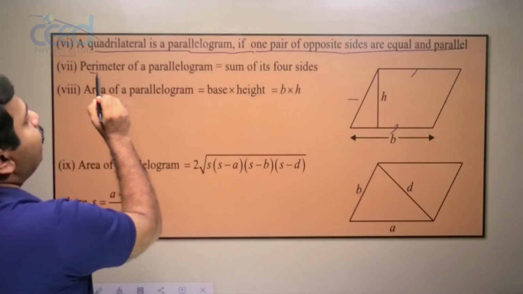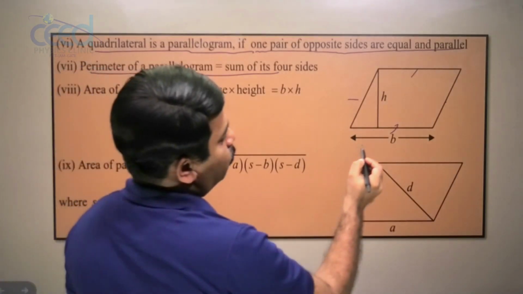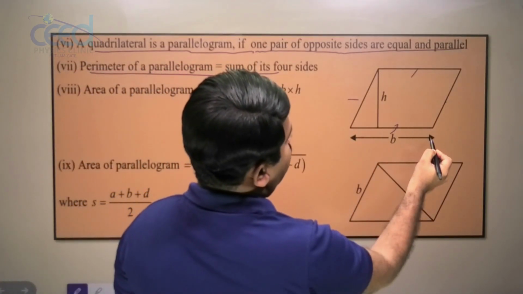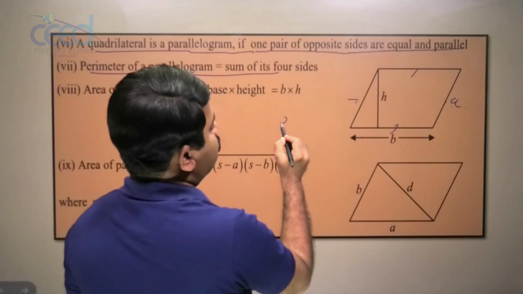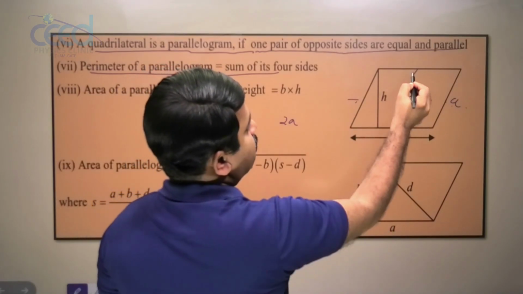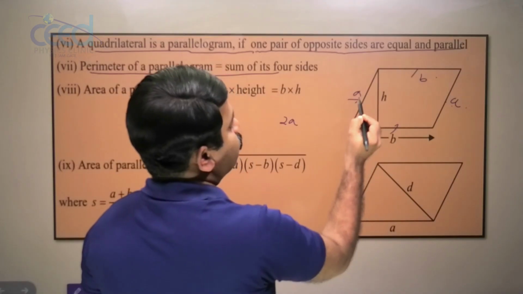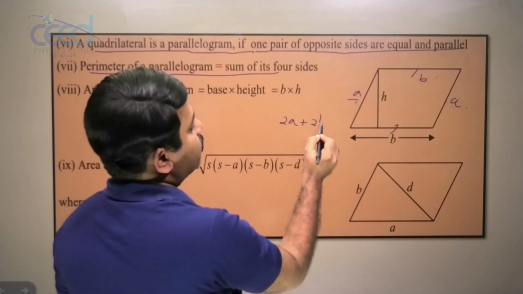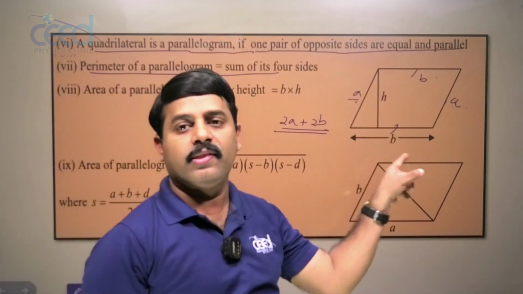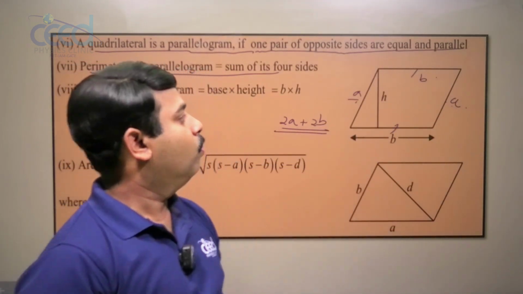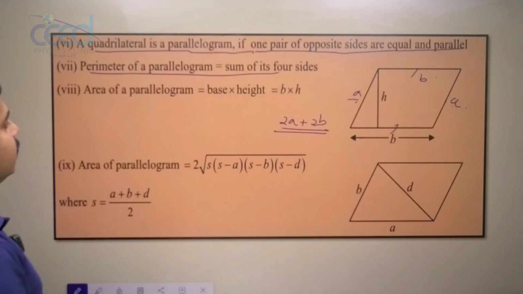Now the perimeter of the parallelogram. Suppose this side is given as B and this side is given as A. Then A plus A is 2A, and B plus B is 2B. So this is the perimeter. Perimeter means the sum of all the sides, right? Now what is the area of the parallelogram?